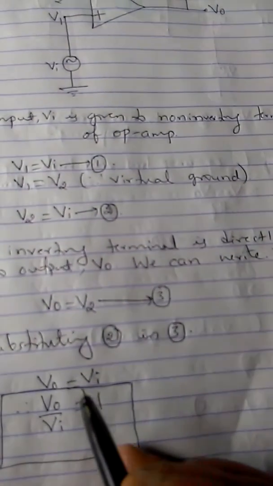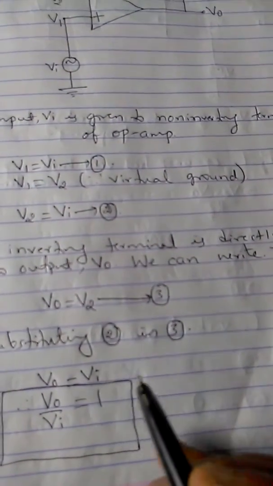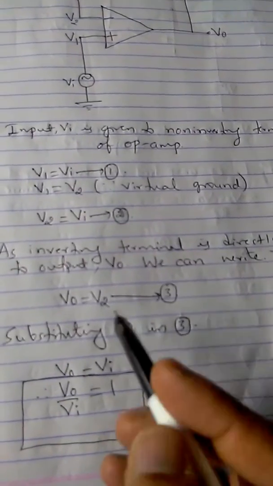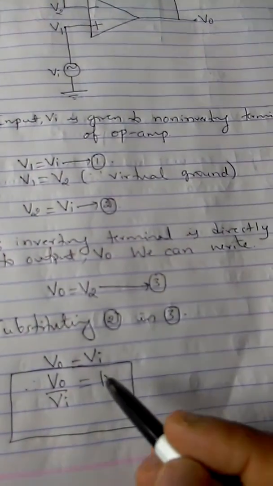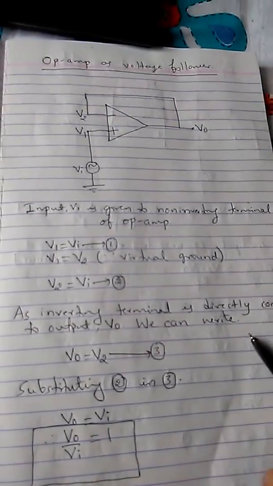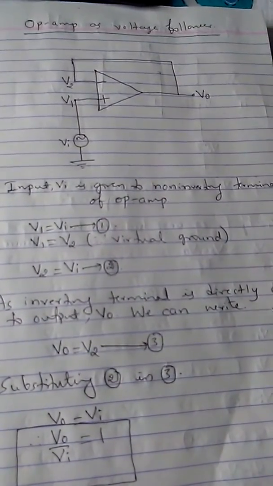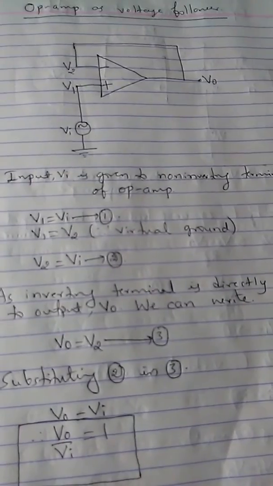So whatever the input I am giving, the same will appear at the output side. So if I take the gain, so gain I am supposed to get it as 1. So this is the voltage follower, means the output voltage will follow the input voltage.